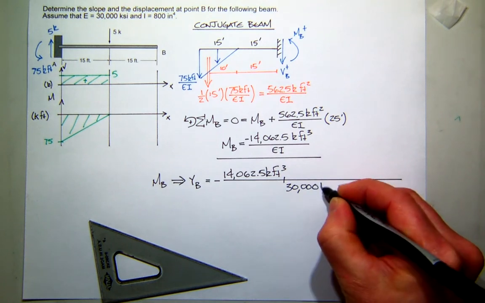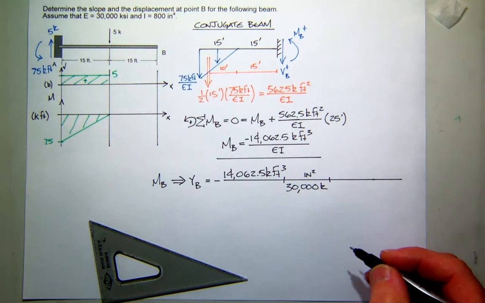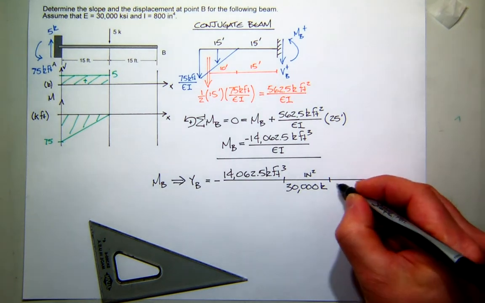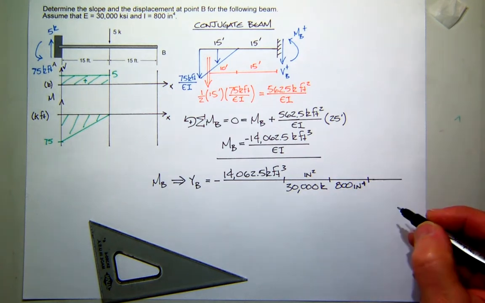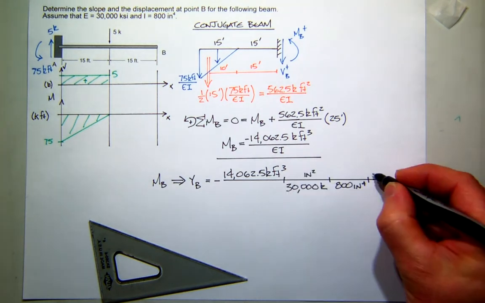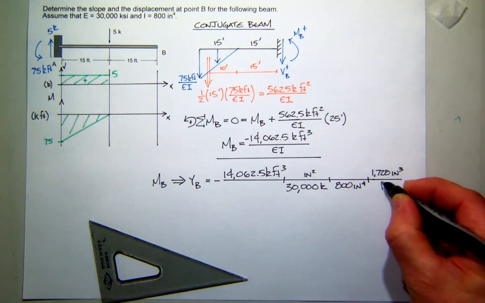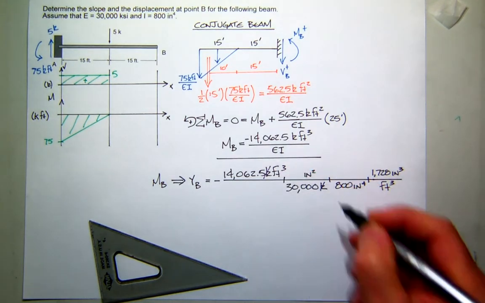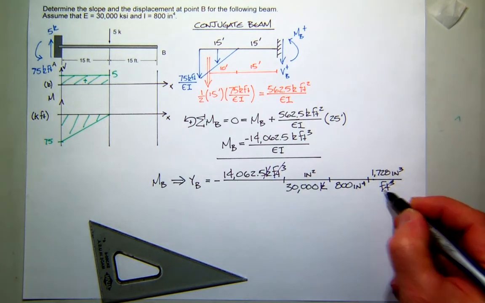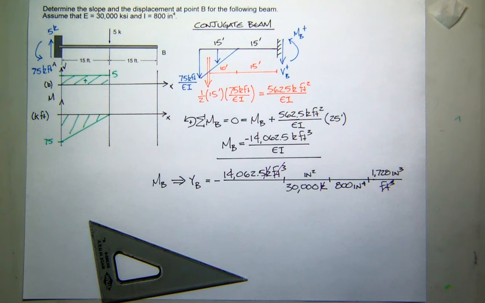30,000 kip inches squared, and I is 800 inches to the fourth, and then I need to convert my cubic feet, so that's 1728 inches cubed in a foot cubed. And if you look carefully, kips cancel, feet cubed cancel. I have inches to the fifth divided by inches to the fourth, which is just an inch.